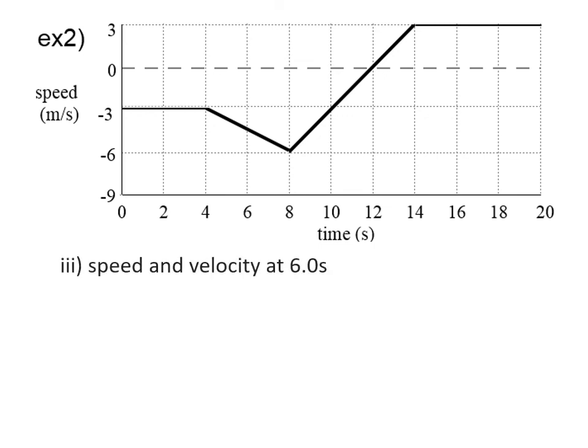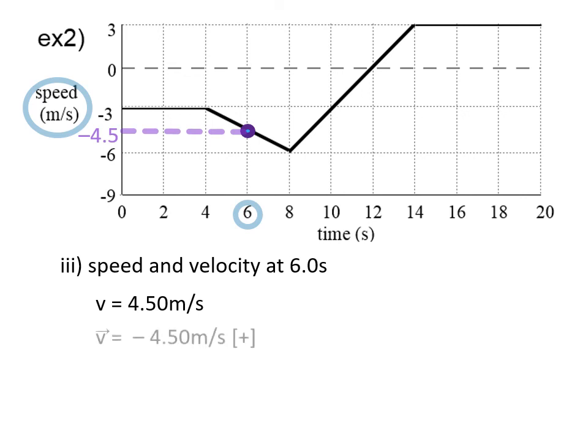And lastly, what is our speed and velocity at 6 seconds? So at 6 seconds, we're right here on the graph, and speed is over on this axis. So if I extrapolate over, I see that I am at -4.5 meters per second when I am at 6 seconds on the graph. So my speed is 4.50 meters per second, and my velocity is -4.50 meters per second in the positive direction. Remember that velocity needs a direction where speed does not.